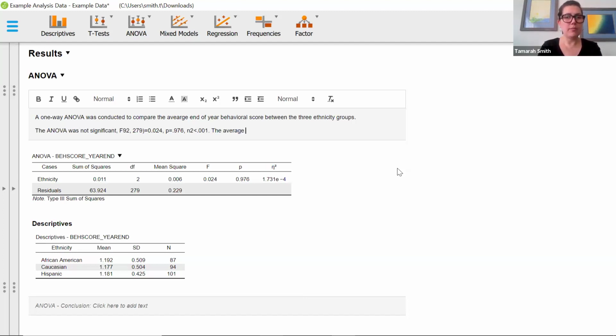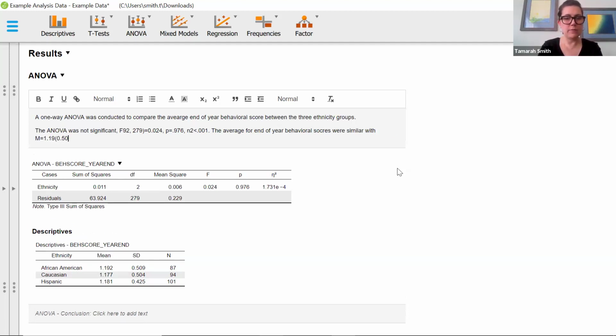Okay. The averages for end of year behavioral scores were similar, with an average of 1.19, standard deviation .50 for African American students. Again, I'm going to walk you through all of this. Let me get it down on the page, so to speak, here. Caucasian students, and what do we have here? 1.18. Really is very similar, isn't it?